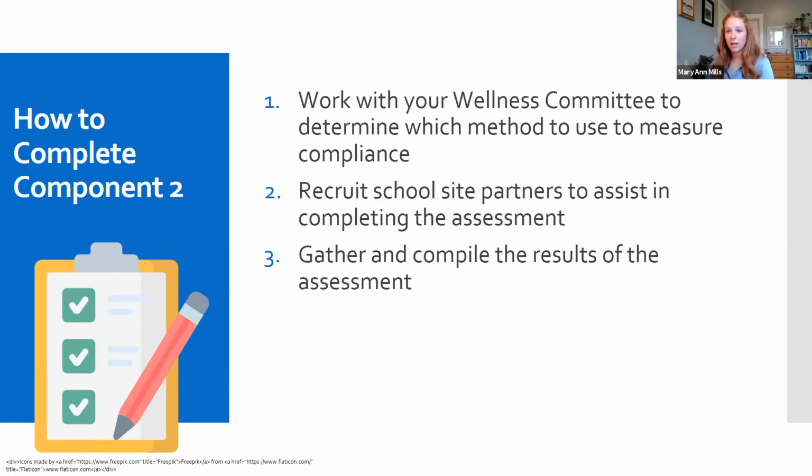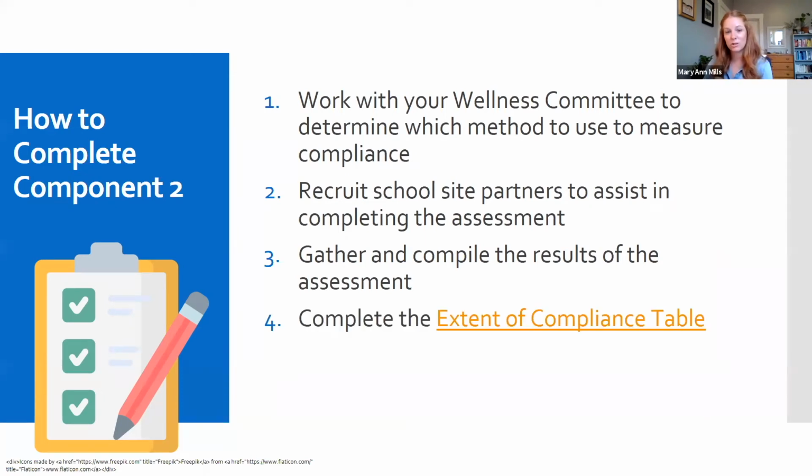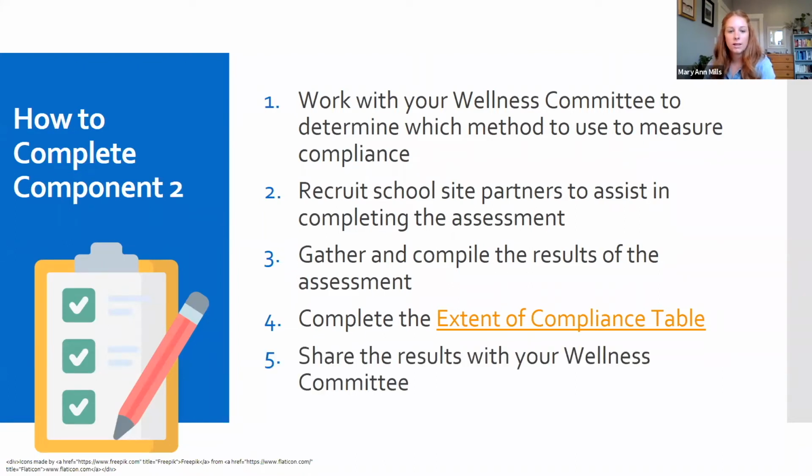And then once you've done that at the school site level, bring them back up to the district level, gather all of that information, and compile the results of the assessment. And you can do that by completing that extent of compliance table. And then last, share the results with your wellness committee. I think the purpose here is to really understand what's happening and how we can support people to get to where they need to be. So once you've identified this information, the next step is to bring it back to your wellness committee and identify where you might want to focus your efforts for the rest of the year and moving forward.